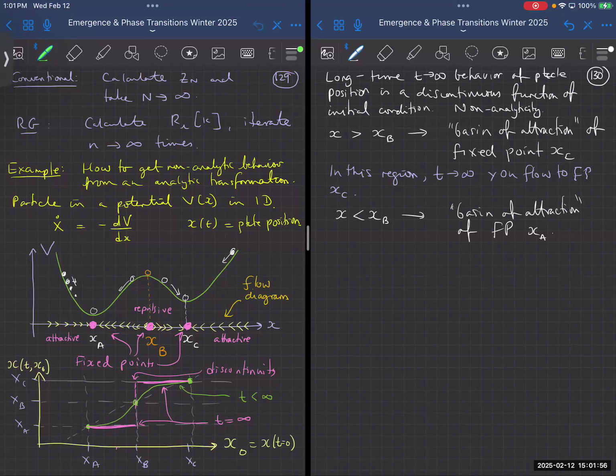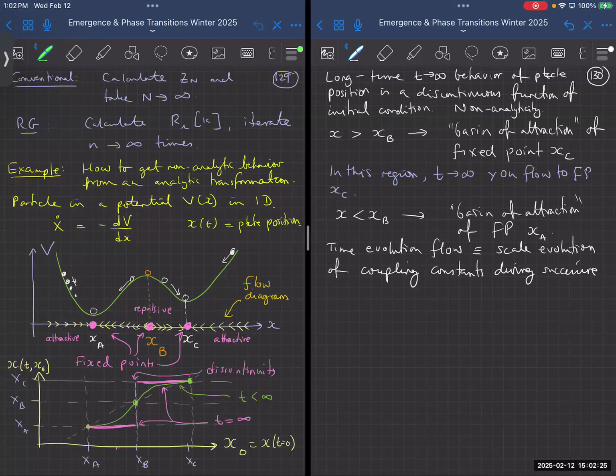So in this picture here, the time evolution in the flow is equal to the scale evolution of coupling constants during successive renormalization group recursion relations.